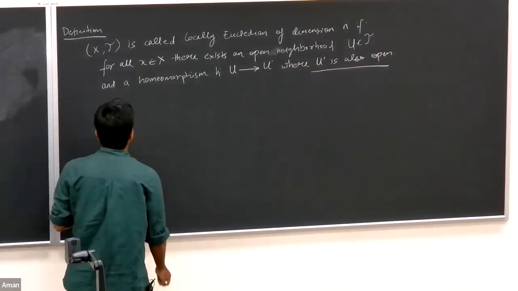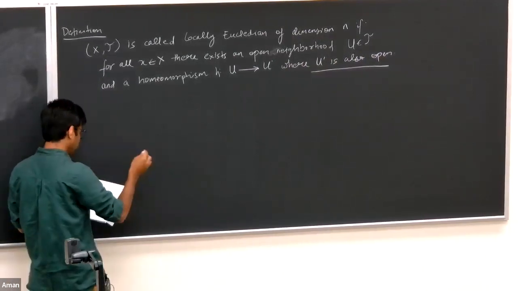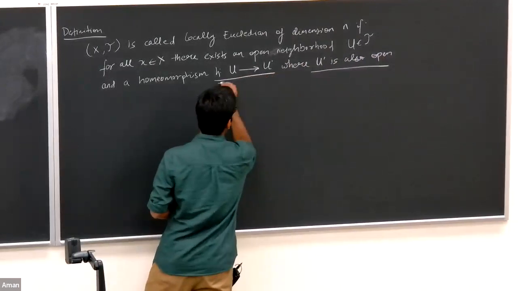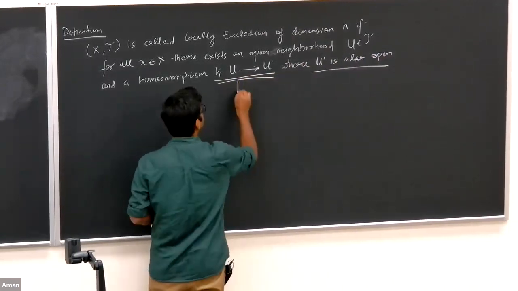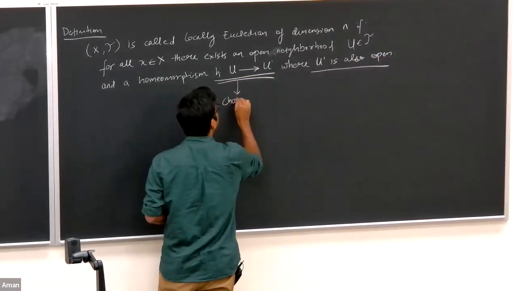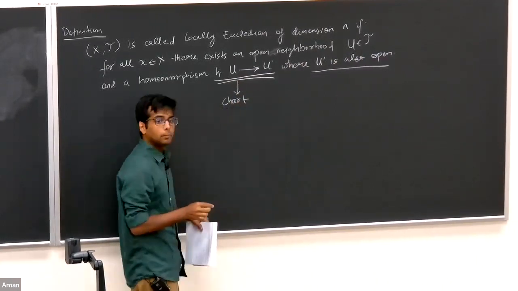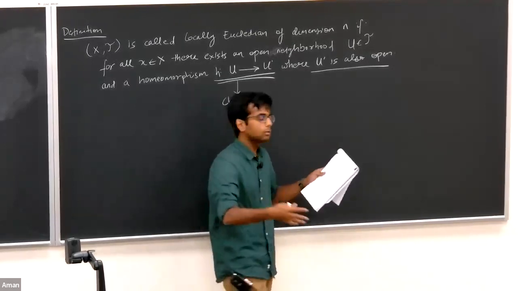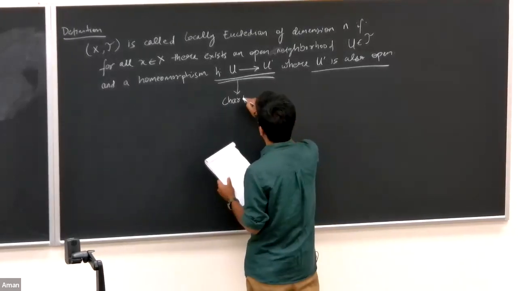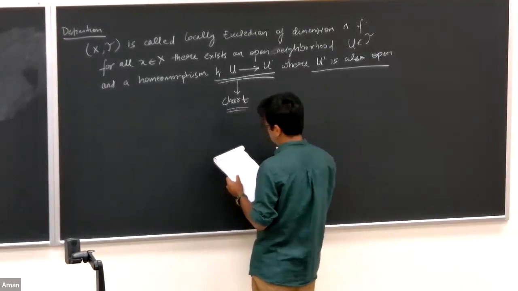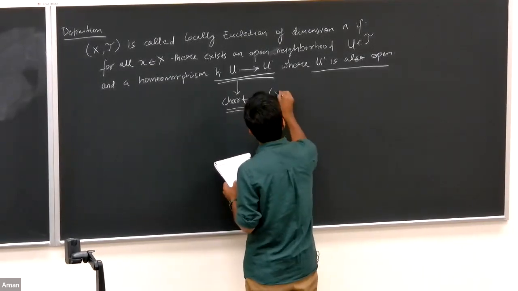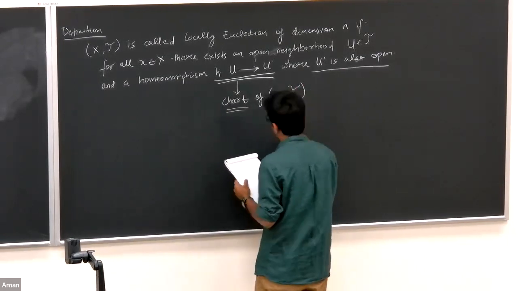One thing you should also note in this definition is that this map H from U to U prime is called a chart, because it's like a chart of that surface in the Euclidean plane. We need to remember this terminology. It's called a chart of your topological space.